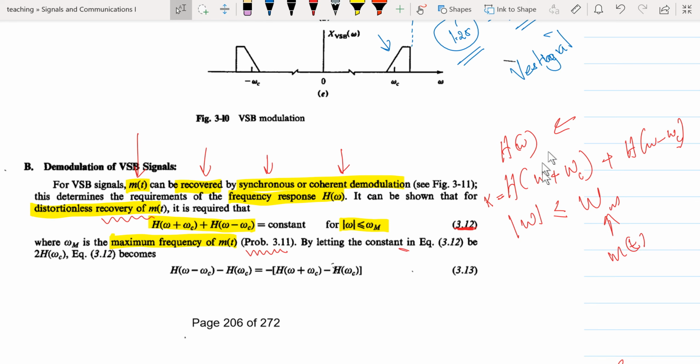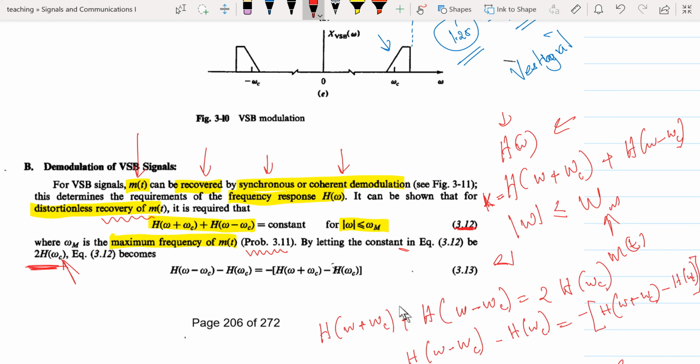So if this be the condition, if we set the constant at 2 H(omega c), or if we say that this constant is equal to the frequency response of our filter at the cutoff frequency, then that is still a constant that we can choose. If we set that to be the case, we can end up with this equation being expressed as this one.